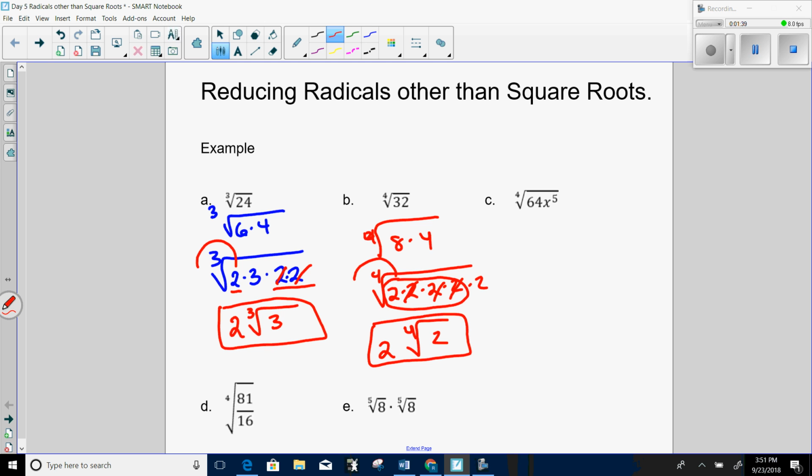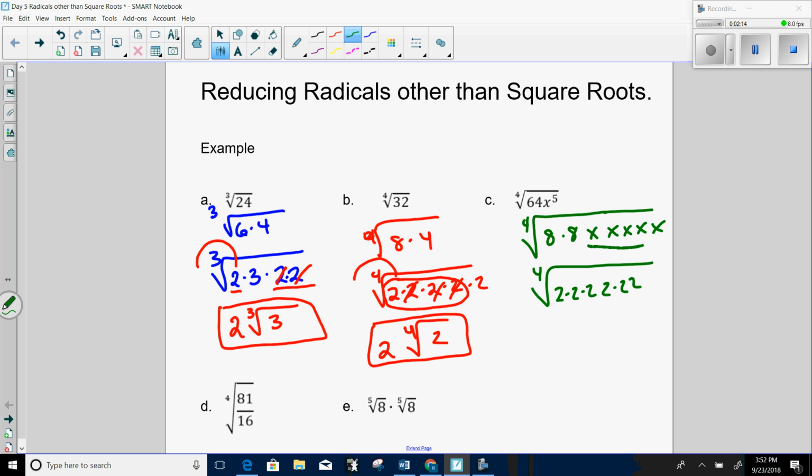Notice it's the exact same process that you do with square roots. It's just now it takes 4 numbers that are the exact same, or 3 numbers. On this one, it would be 4 numbers on part C. So I take this, I have the fourth root. I'm going to take 64 and break it up as 8 times 8. And x to the fifth becomes x, x, x, x, and x. 5 of them. Well, these 8's aren't grouped up in 4's, so I do 2 times 2 times 2. 8 is 2 times 2 times 2. And then I have 5.